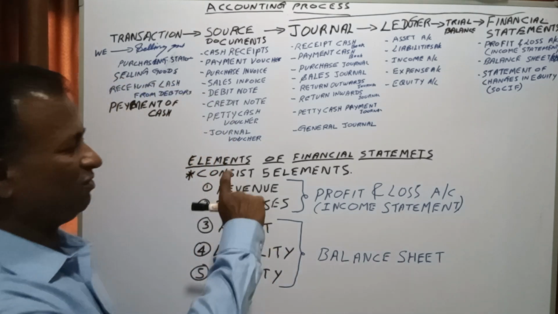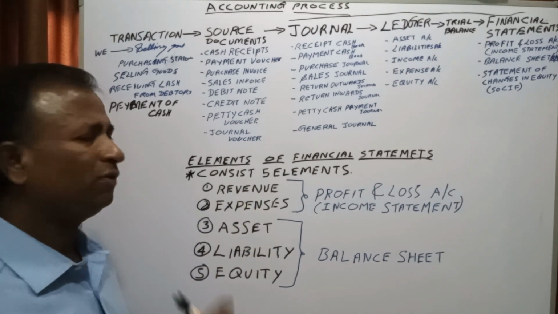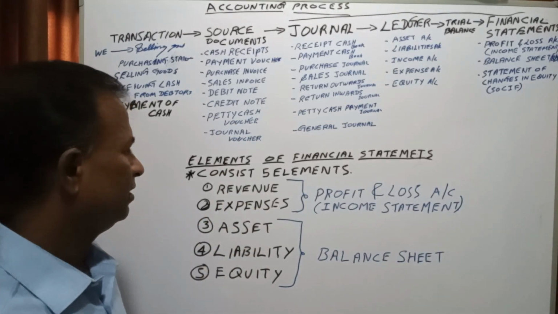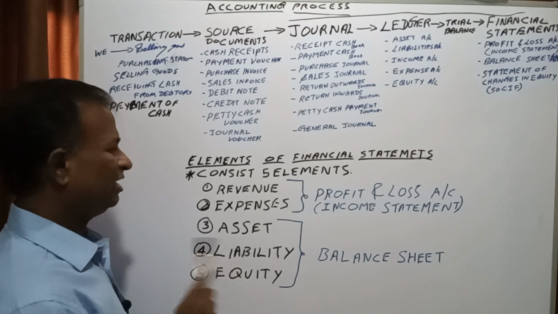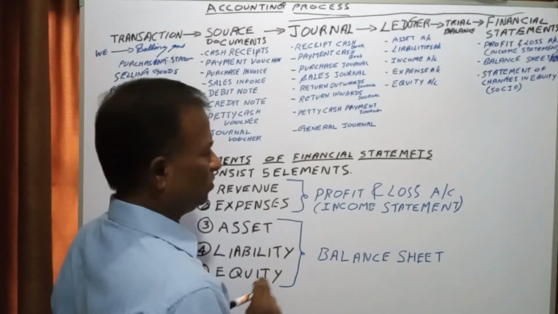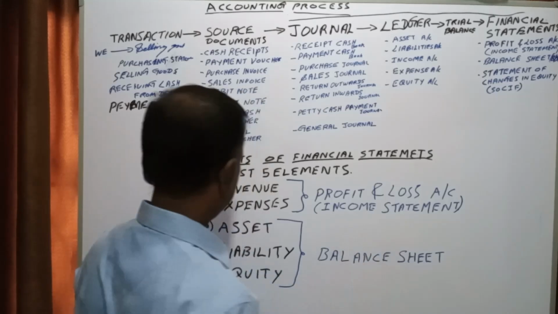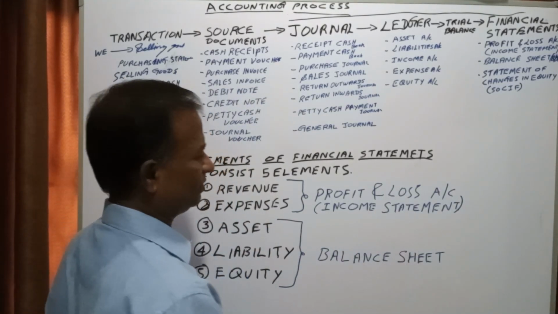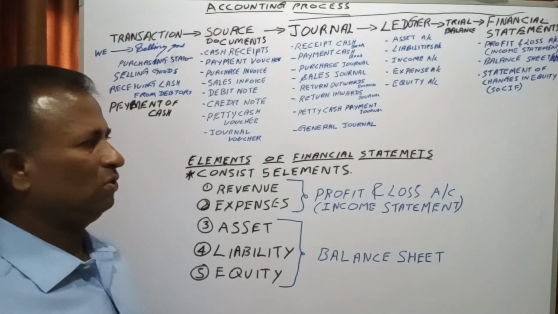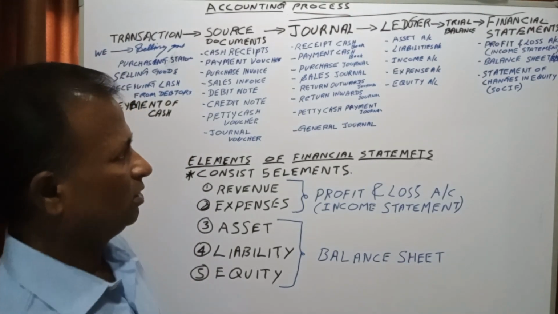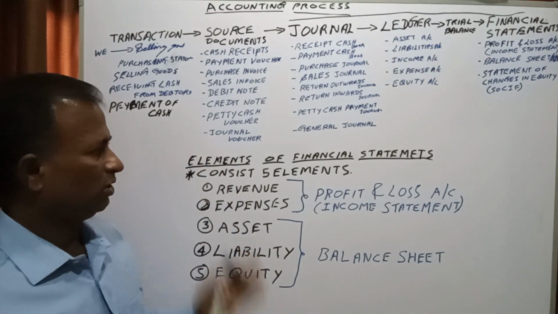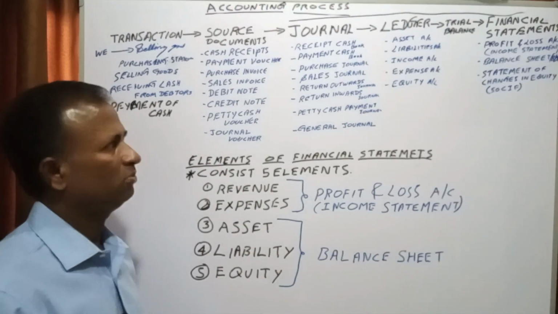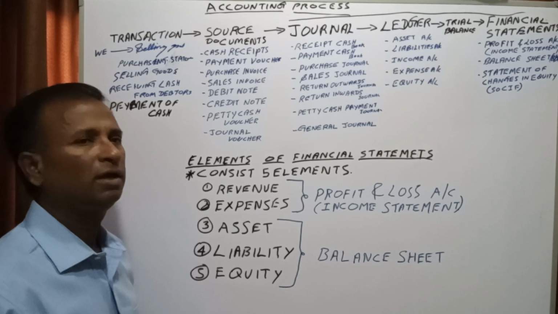Now we have summarized. Revenue and expenses will go to the profit and loss account. Assets, liabilities and equity will come to the balance sheet. So you would have got a good idea about today's lesson.